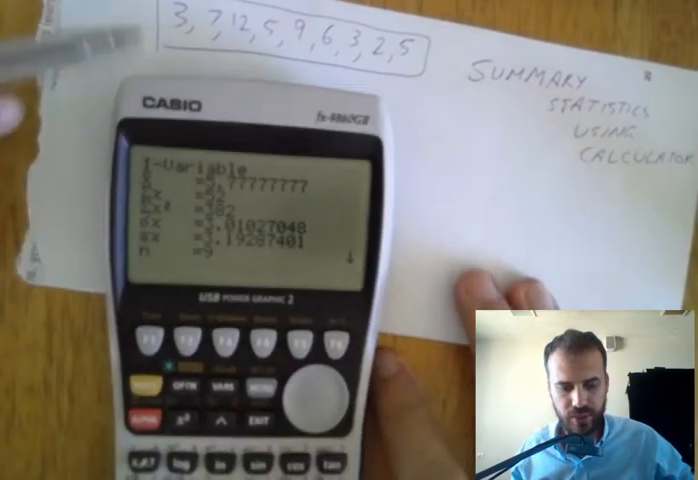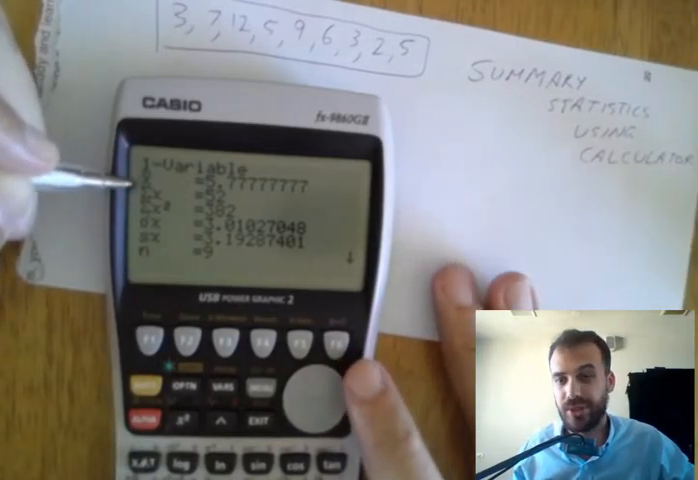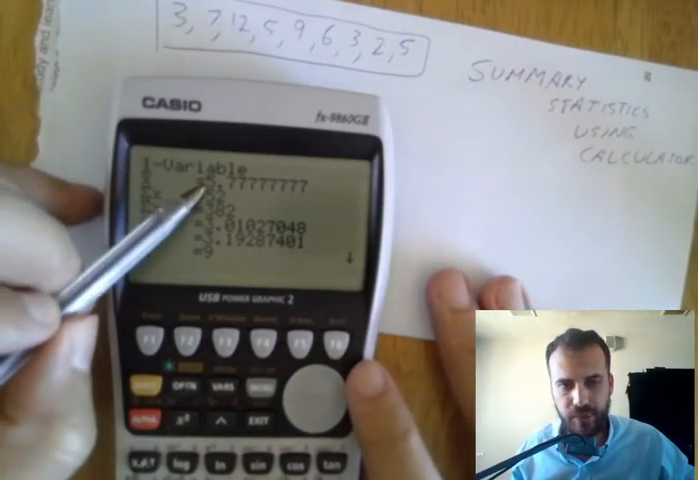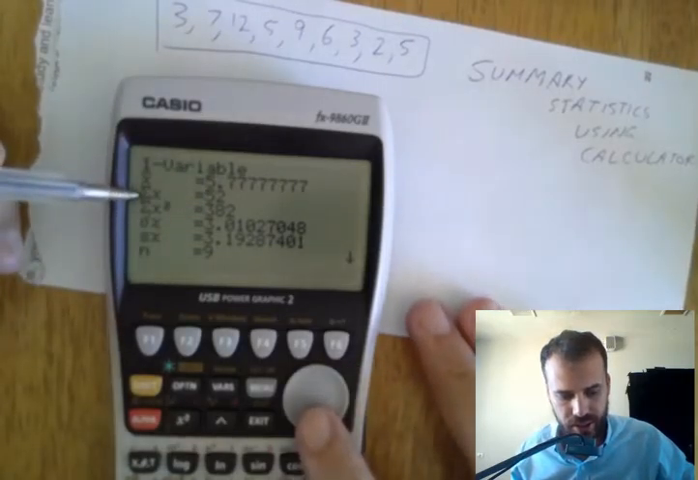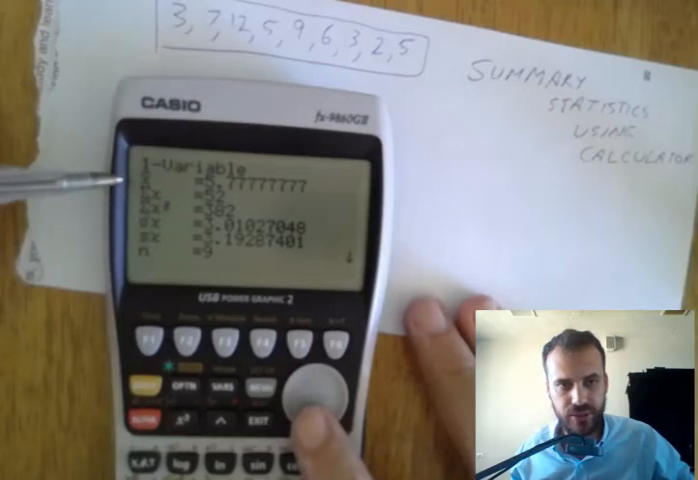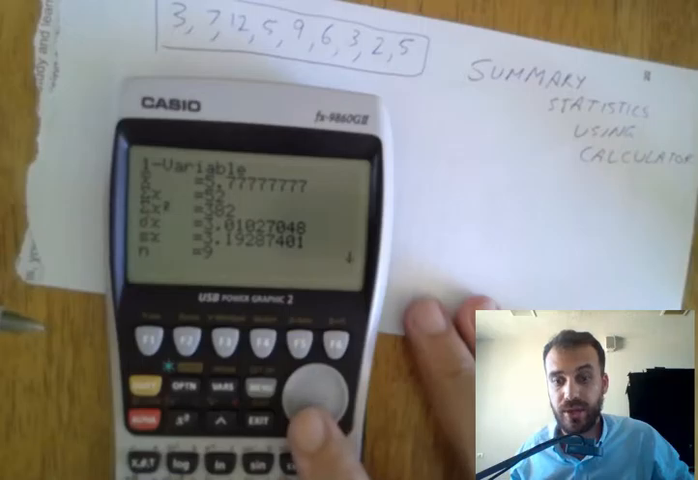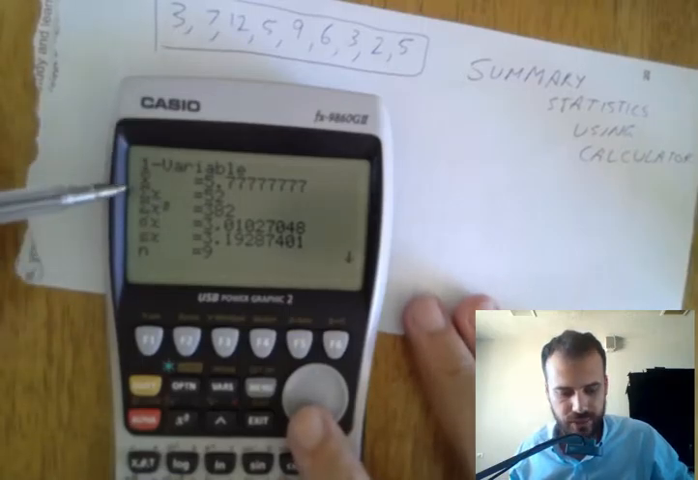So looking at all of this, this little x with a bar on it, that's called x bar. That's the mean, 5.7777. This is the sum of all of those numbers. If I added all those numbers together, I'd get 52. This is the sum of all those numbers squared. So if I square each number and then add them, I'll get 382.